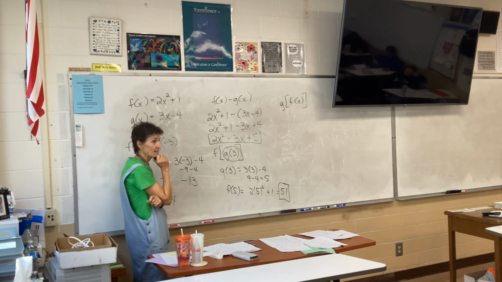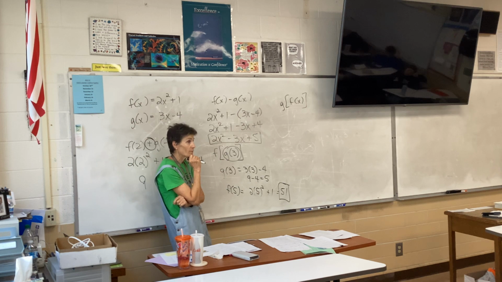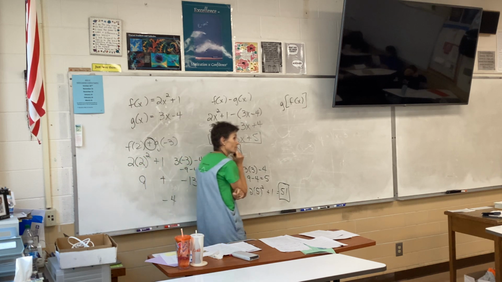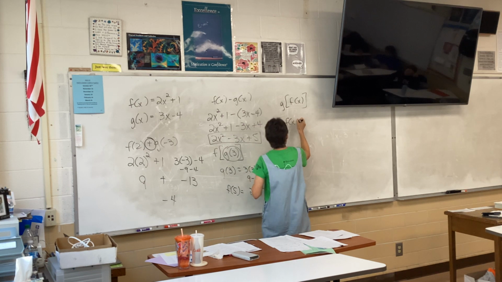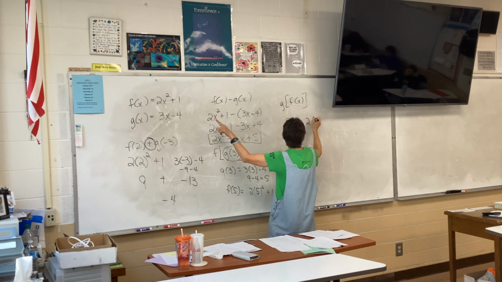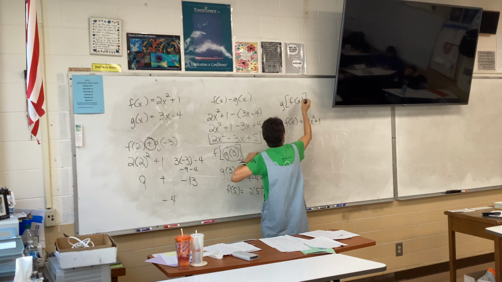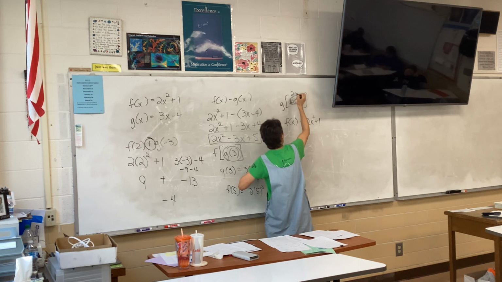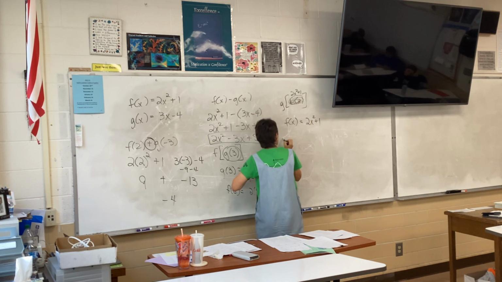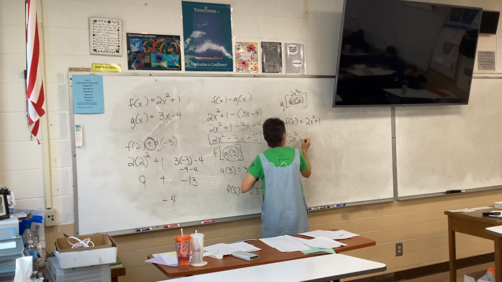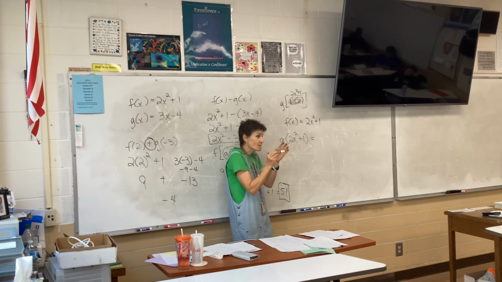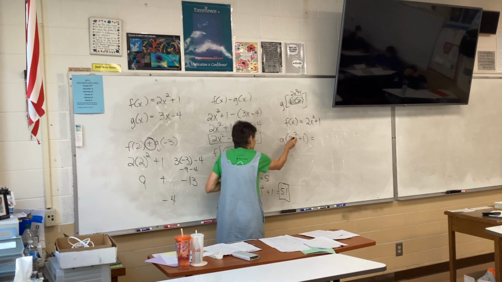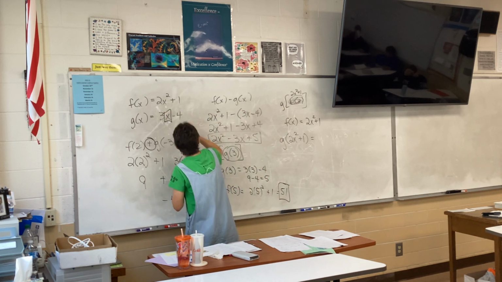All right, how about the last problem? Who knows what we do there? Gia? You plug f of x for g's x. Exactly. So we know that f of x equals 2x squared plus 1. So this is 2x squared plus 1, and it's going into g. Don't let the notation bother you. You don't even need to write that down if you want. Just know that this is going in right here.